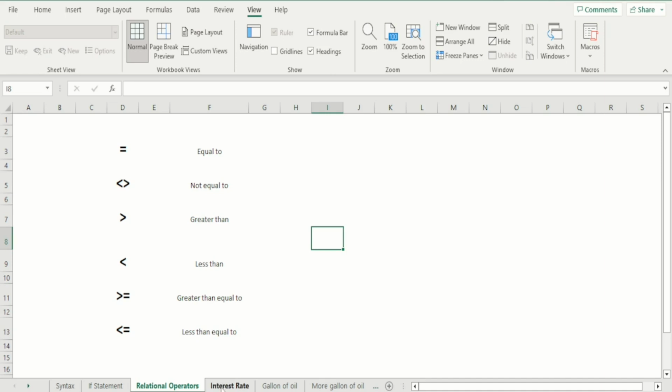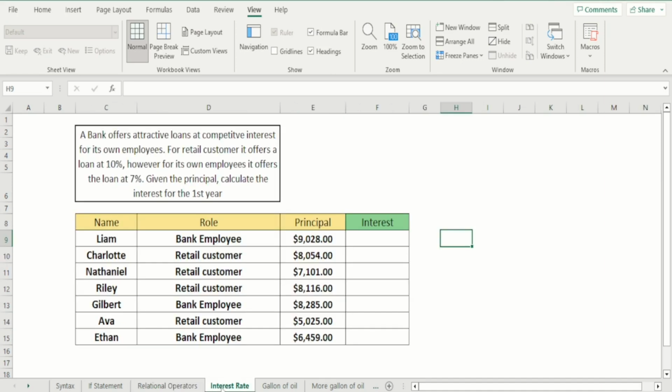Okay, let's quickly take a look at an example of this function in play.